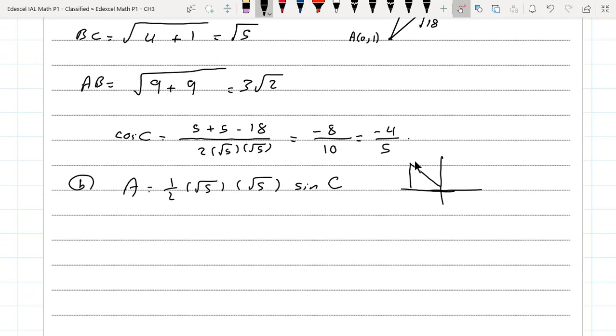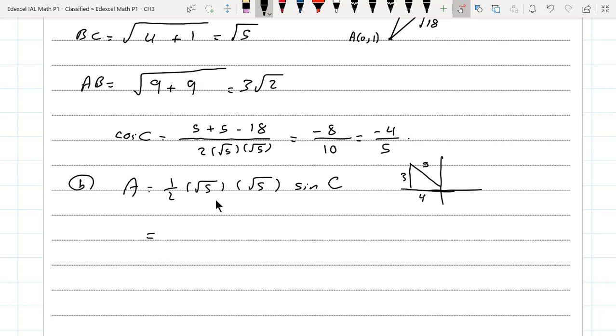To get sine C, we can draw this simple triangle. We know that cosine means adjacent over hypotenuse, so this is the hypotenuse, this is the adjacent, and so we can get this side easily by squaring 5 minus square 4, and then take the square root to be 3. We have a famous triangle 3, 4, 5, and then sine C should be 3 over 5, and since C is an obtuse angle, its sine is positive, okay?